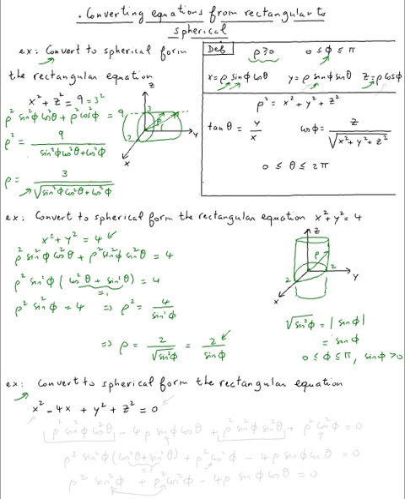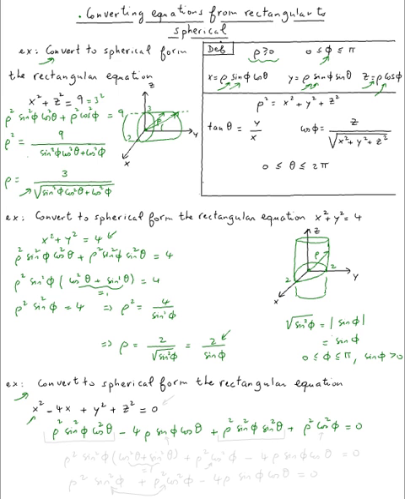Convert to spherical form the rectangular equation x squared minus 4x plus y squared plus z squared equals 0. So we'll do the same thing. Wherever we see x, we plug in rho sine phi cosine theta, and it's squared, so we gotta square the whole thing. Minus 4, x is again rho sine phi cosine theta, plus my y is rho sine phi sine theta. So again, square everything, and then z is rho cosine of phi, and then I square both of them, and that's equal to 0.